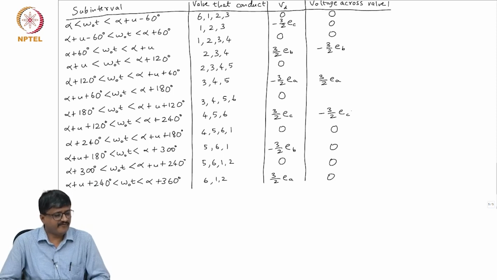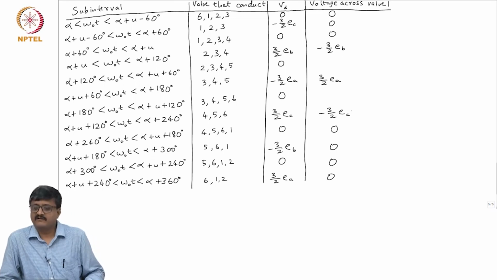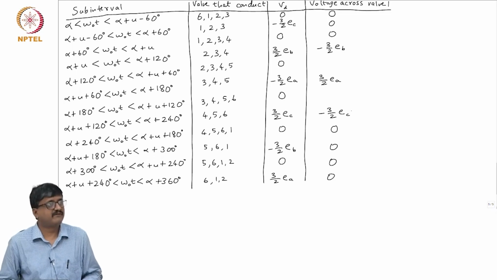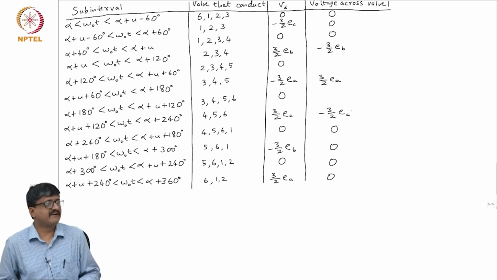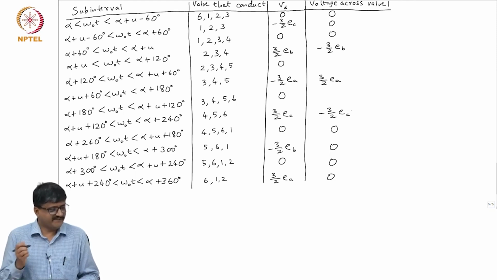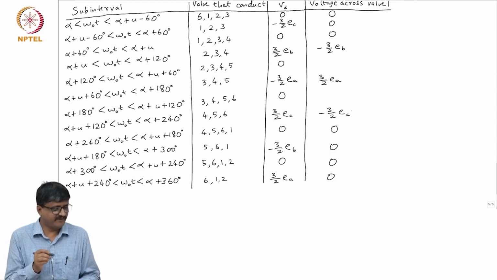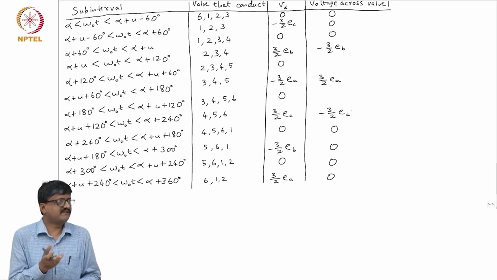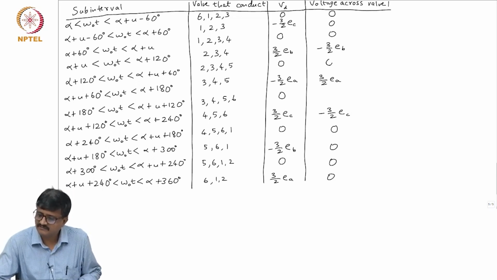Valves 1, 4, 5 and 2 form a loop. So when valves 4, 2 and 5 are conducting, what is the voltage across valve 1? It is 0. Kirchhoff's voltage law, nothing more than that. You look at the loop consisting of valves 1, 4, 2 and 5. When 3 of the 4 valves conduct, the voltage across the other valve should be 0. So this is 0.